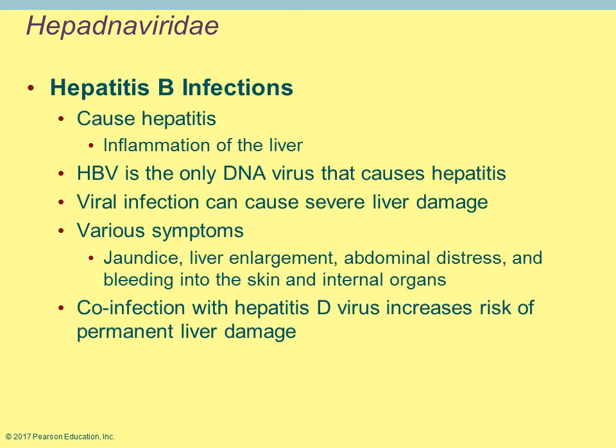There are different symptoms associated with hepatitis. Jaundice, kind of this yellowing of the skin. Because the liver is inflamed, it's going to become enlarged. That's going to cause some abdominal pain. You may have some bleeding on the skin and internal organs. Will there be permanent liver damage? It depends. The increased risk of that is if the patient also has hepatitis D at the same time.